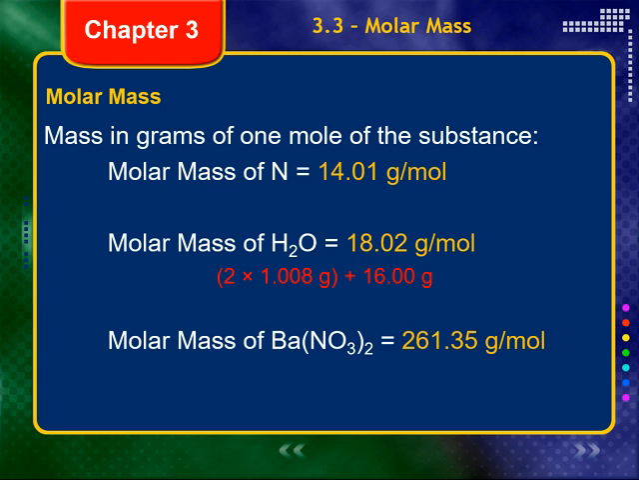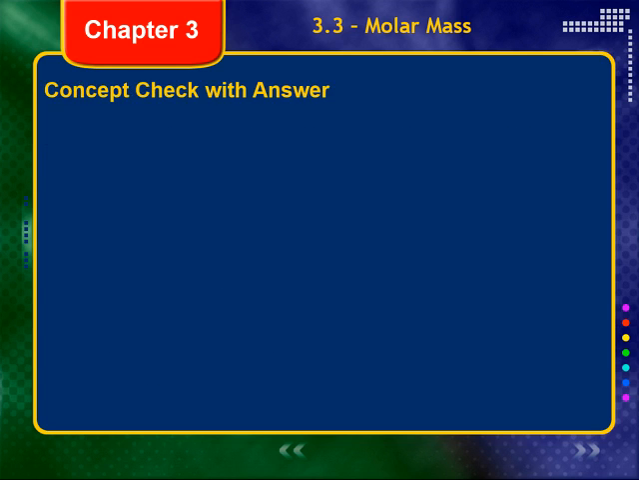Do something a little more complicated. Barium nitrate, 261.35 grams per mole. It's because I'm taking the mass of 1 barium atom, 2 nitrogen atoms, and 6 oxygen atoms, and simply adding them all together. So let's see if you can do that.